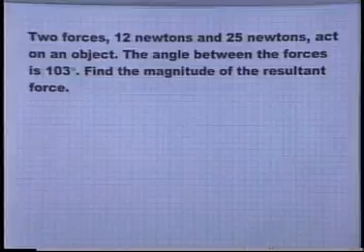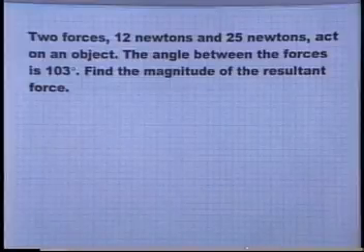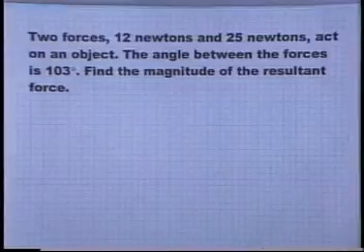Two forces, 12 newtons and 25 newtons, act on an object. The angle between the forces is 103 degrees. Find the magnitude of the resultant force.